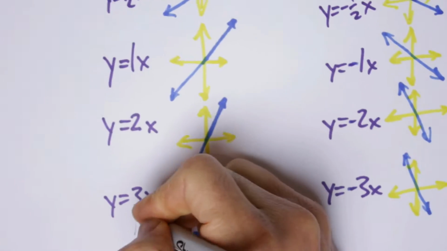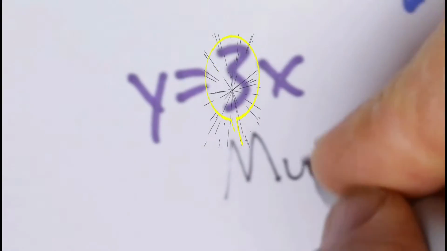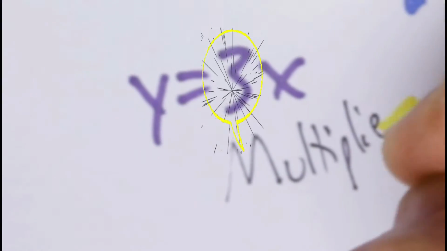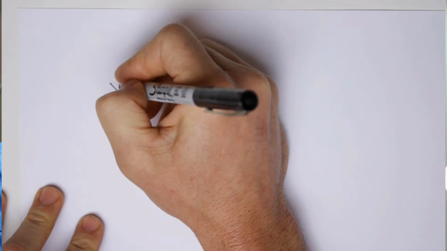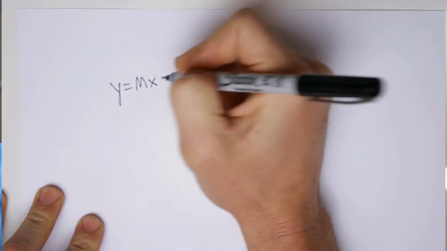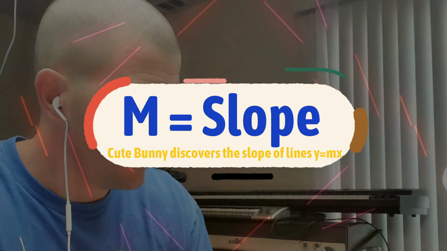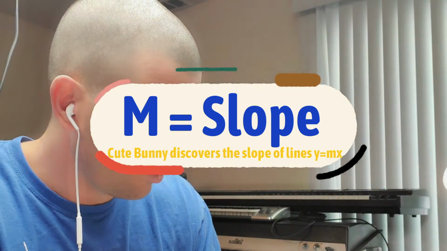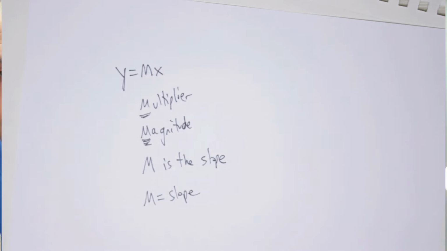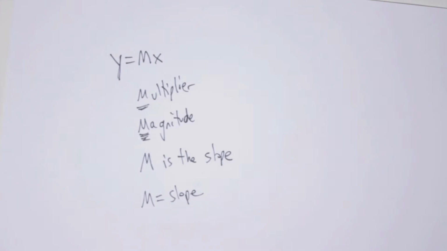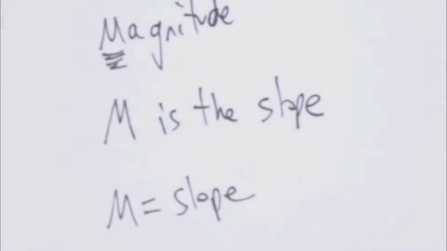So the bunny decided that this number right here was like an M. It was like a multiplier. It was like a magnitude of how steep. The bigger the number, the more magnitude of the steep. M is the slope. That's how steep it is. So M equals slope. Let's talk more about slope. So M is the magnitude of the slope.